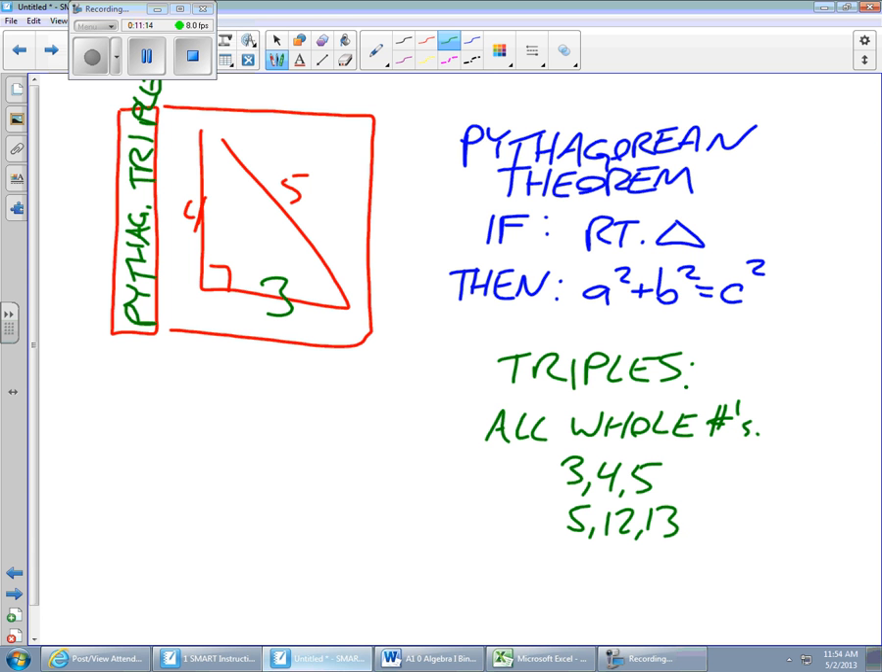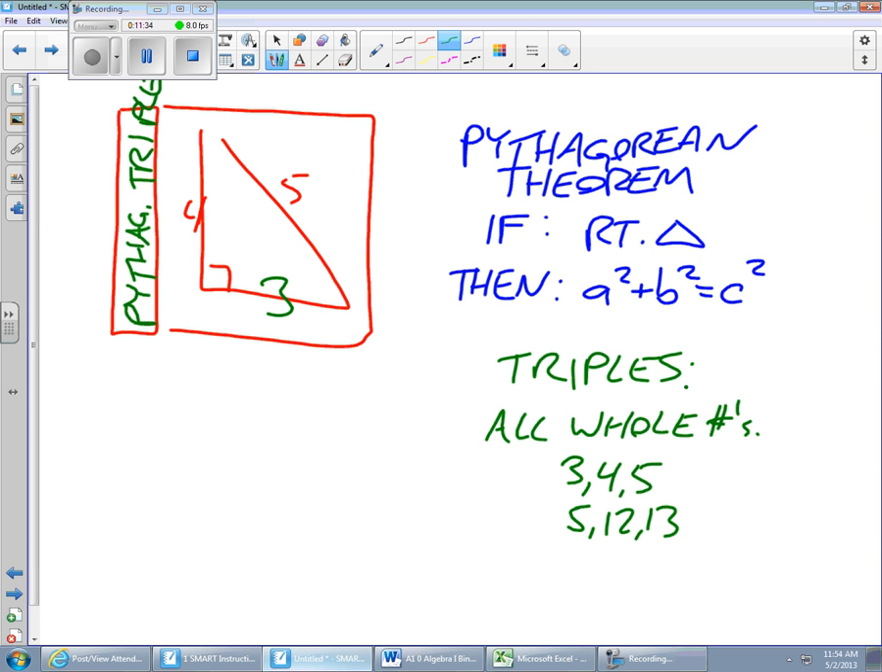Okay, 5, 12, 13 is the next Pythagorean triple that we run into. There's tons and tons of them, but the values get much larger very quickly from there. The only other thing I want you to put down there, or for you to consider, is that the multiples of these also apply.